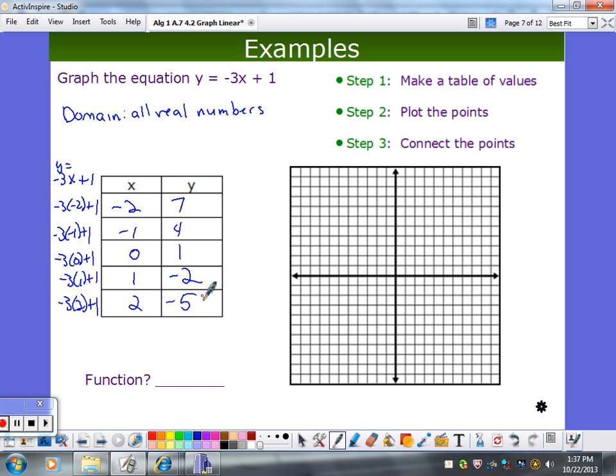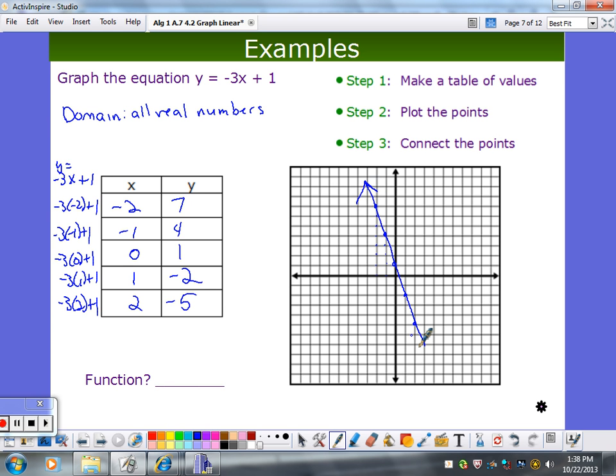All right, we go ahead and graph this. So I've graphed my sample points. Can I see my pattern now? Can we see the line that's forming? Yes, we can, so I can now connect my points.